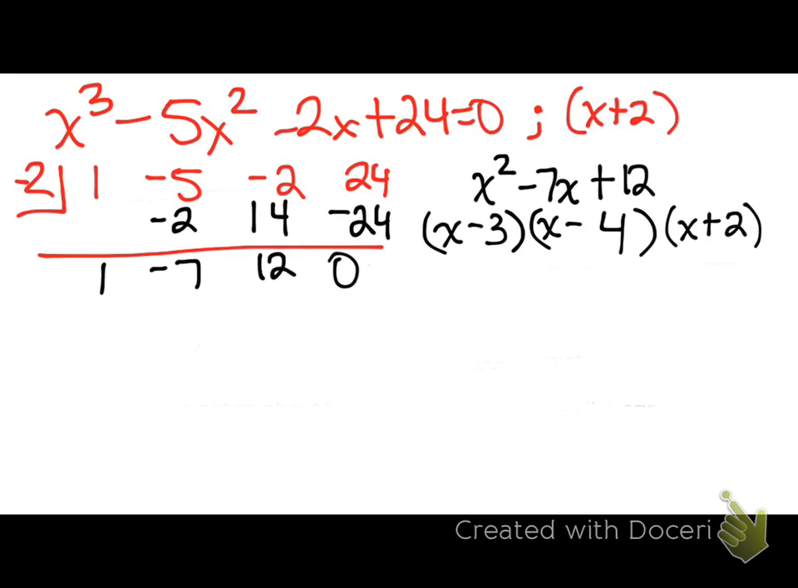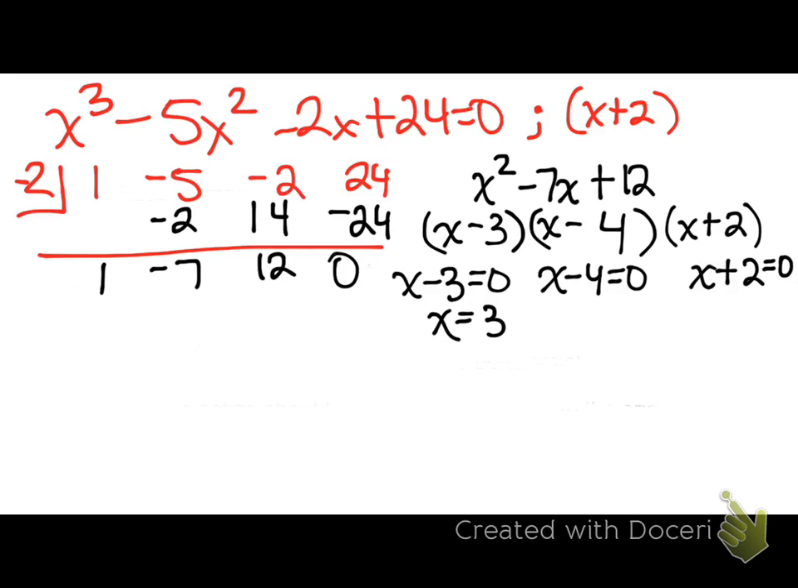If I'm solving this, then I need to set each one of those equal to 0. X minus 3 equals 0. X minus 4 equals 0. X plus 2 equals 0. All right, when we solve those, we get x equals 3, 4, and negative 2.